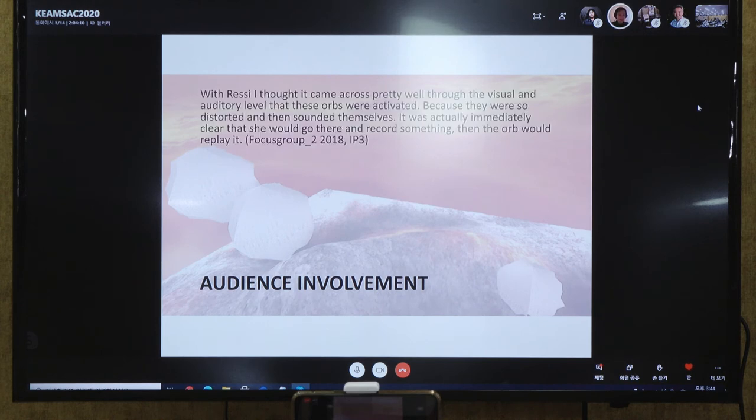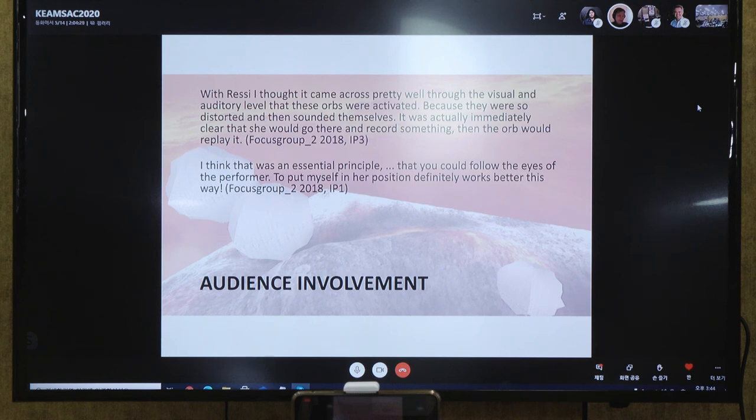So they said, with Ressi, I thought it came across pretty well through the visual and auditory level that these orbs were activated because they were so distorted and then sounded themselves. It was actually immediately clear that you would go there and record something, then the orb would replay it. Or they said, I think it was an essential principle that you could follow the eyes of the performer, this first person perspective, and it helped to put myself in her position. It definitely worked better this way.